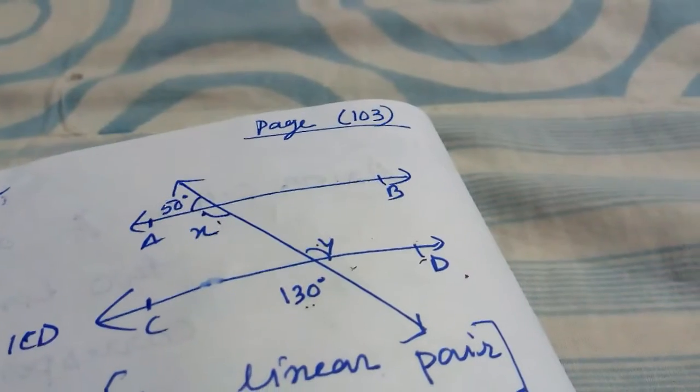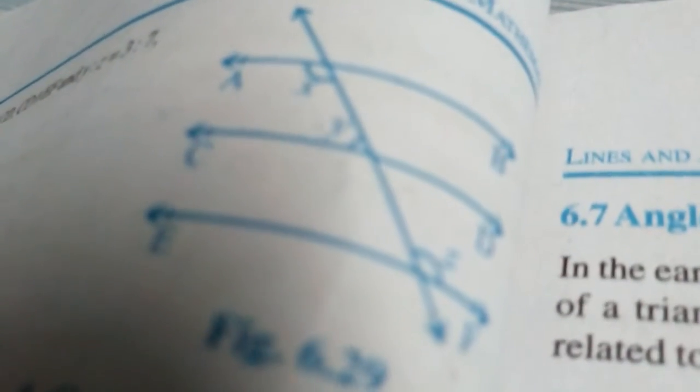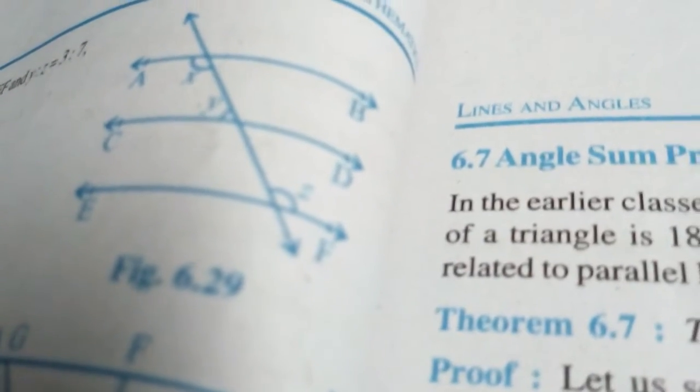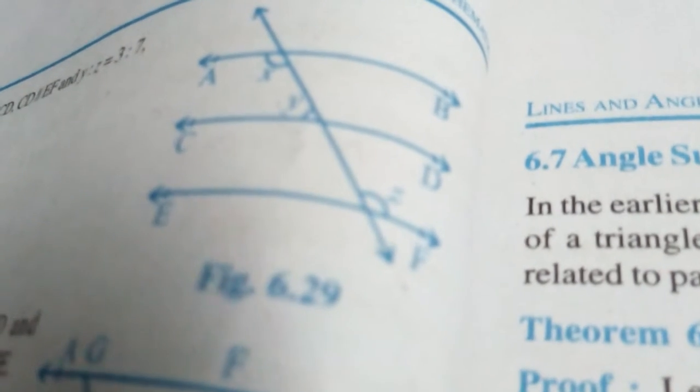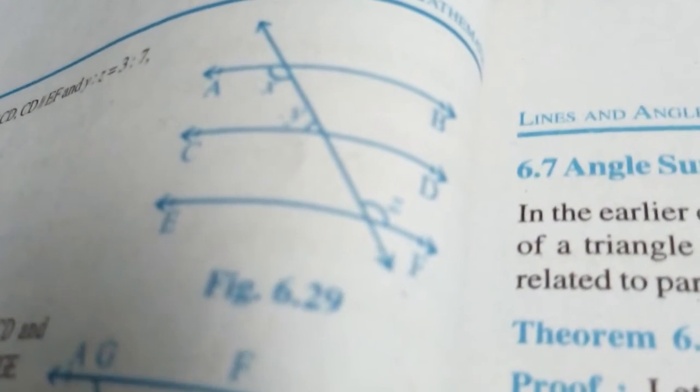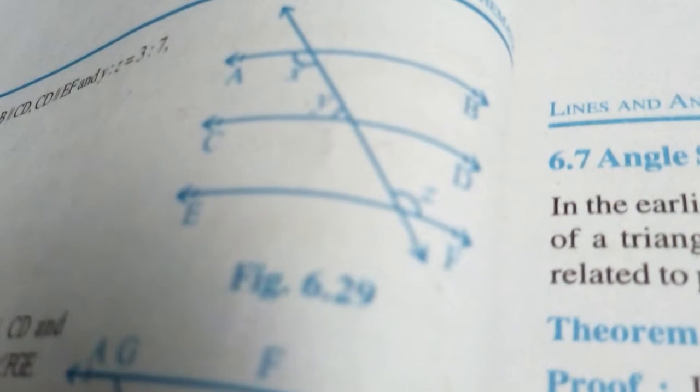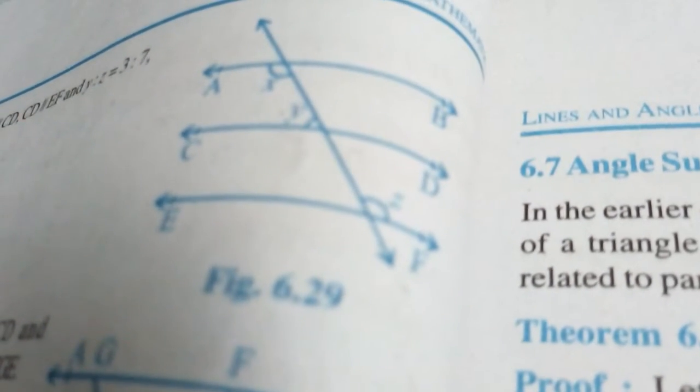Next question, you read from the book. Here given that AB parallel to CD and CD parallel to EF. Look from the book. AB parallel to CD, CD parallel to EF, and the ratio of Y and Z is 3:7. We are to find x is equal to what? Now the solution.